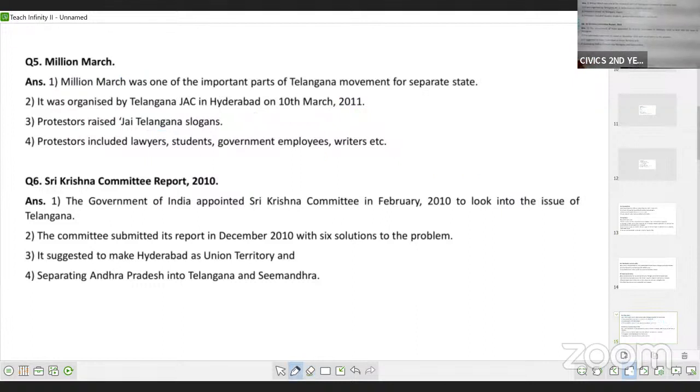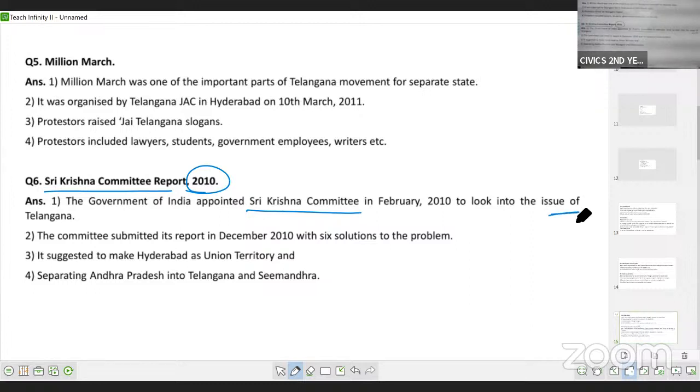Next is the Sri Krishna Committee Report 2010. When the conditions in Telangana, that is Hyderabad state, or you can say Andhra Pradesh, were out of control, the protest for separate Telangana was at its peak. KCR went on a fast unto death. Then the Government of India appointed the Sri Krishna Committee to look into the issue of Telangana.